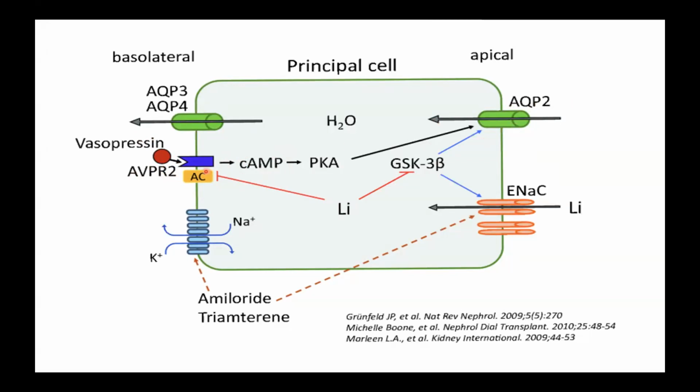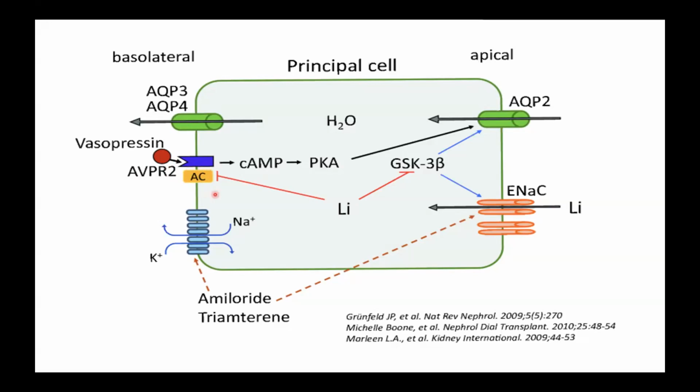If the AVPR2 gene gains function by mutation, then it gives rise to nephrogenic syndrome of inappropriate antidiuresis. And nephrogenic diabetes insipidus presents with high serum osmolarity, dilute urine, polydipsia, and polyuria.